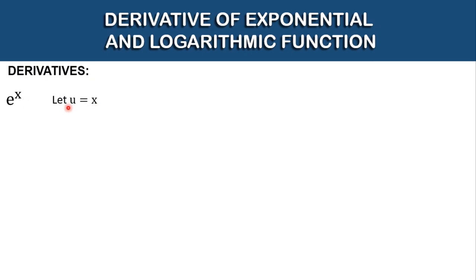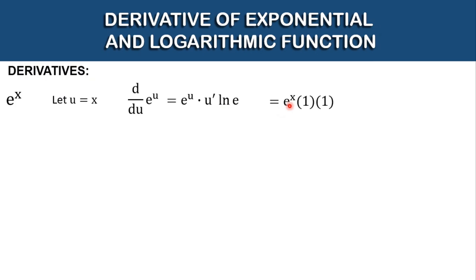So after letting u is equal to x, magkakaroon tayo ng d over du of e raised to u. So this is the derivative of e raised to u. This is equal to e raised to u itself multiplied by u prime, or the derivative of u, times the natural logarithm of e.